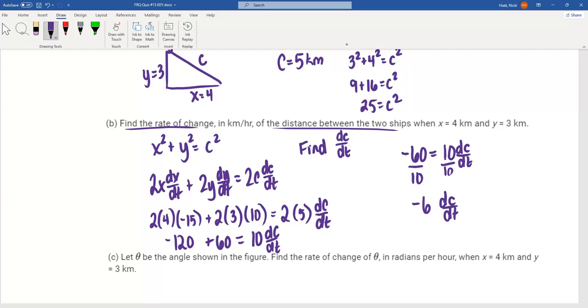This is an old question where they gave you the units. There's a chance they might ask you for the units in here. I would write the units. You got negative 6. That is in kilometers per hour. The way they've worded it, they say just find the rate of change, so you don't necessarily have to write a sentence for this. You could say the distance between the two ships is decreasing at a rate of positive 6 kilometers per hour, if you use the word decreasing.